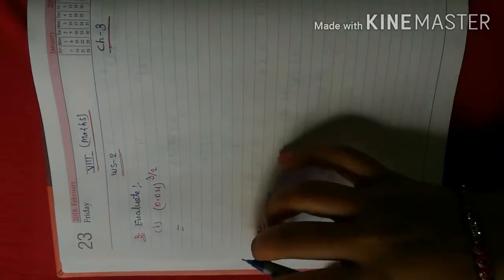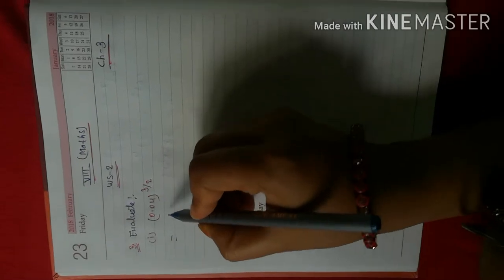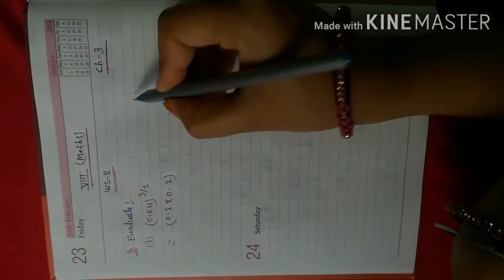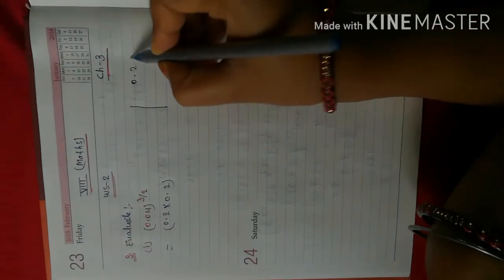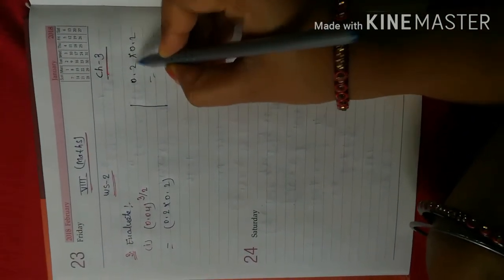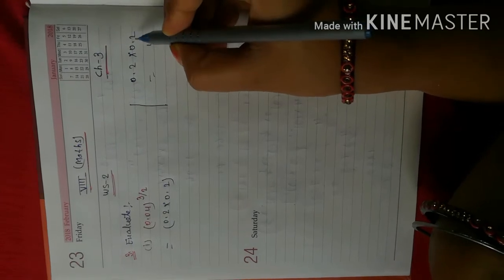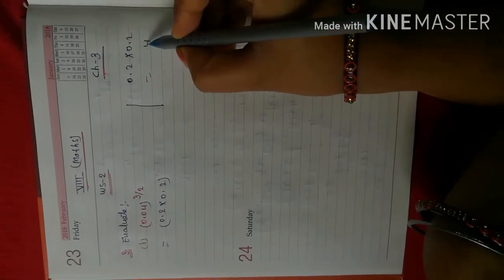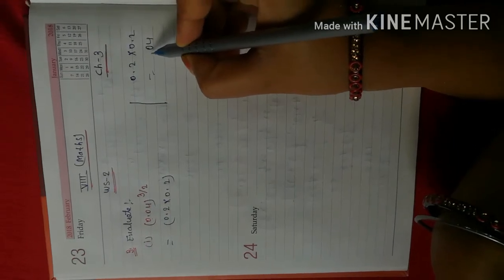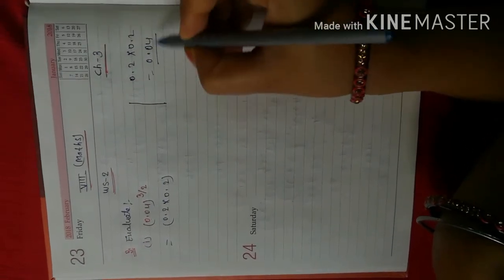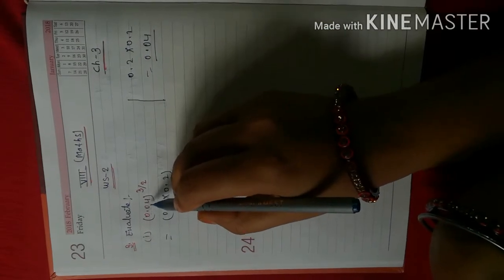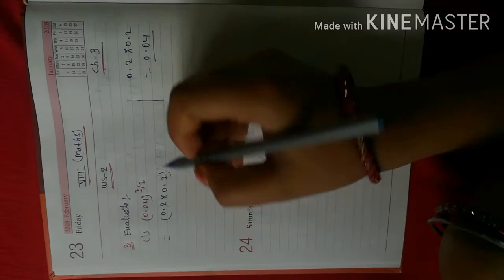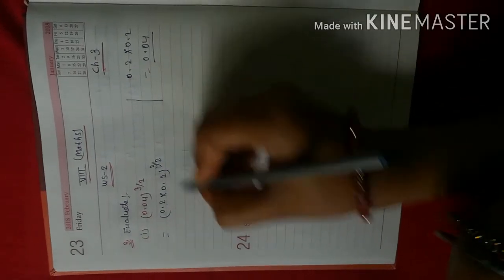Here we can write 0.04 as 0.2 into 0.2. Here we can see 0.2 into 0.2. We can write 2 times 2 is 4, and after 2 digits, 1 and 1, we will put the decimal. Here having 1 digit, so we will put 1 zero more and then we will put the decimal. It means we can write 0.04 as 0.2 into 0.2 whole to the power 3 by 2.